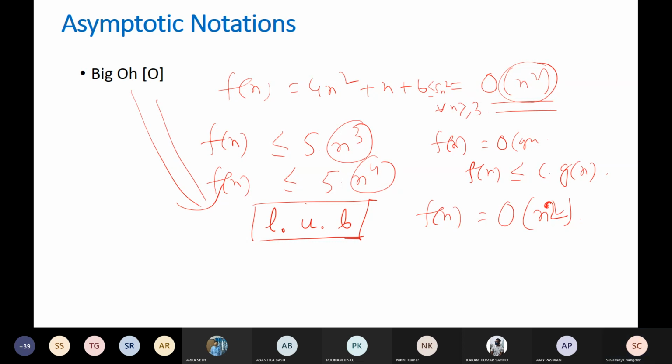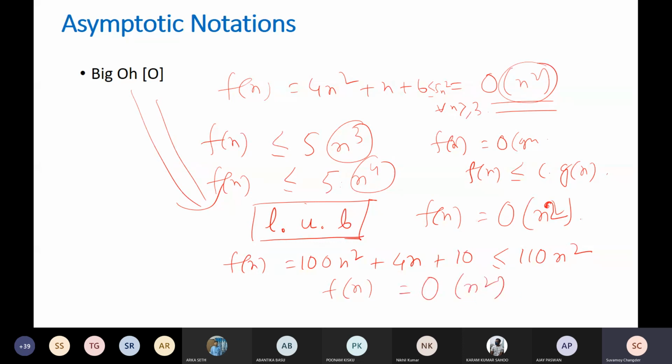Okay. So now if we consider f(n) equals 100n square plus 4n plus 10, then also we will be able to find some value, say 110 or something like that. You can check it easily, n square. So therefore, we can say that this polynomial f(n) can also be bounded as big O of n square. So with respect to the asymptotic notations, 4n square plus n plus 6 and 100n square plus 4n plus 12 are representing the same thing.